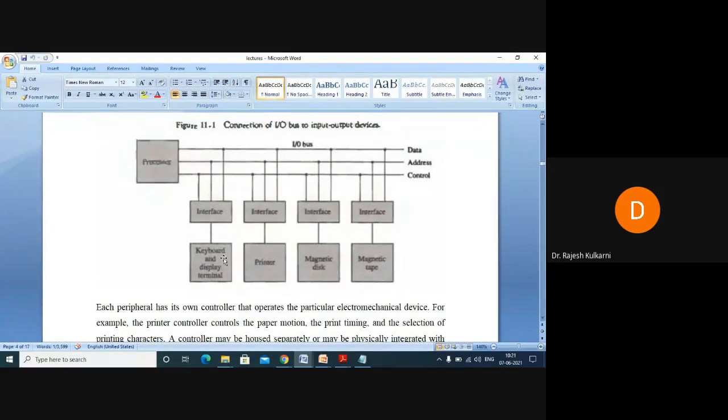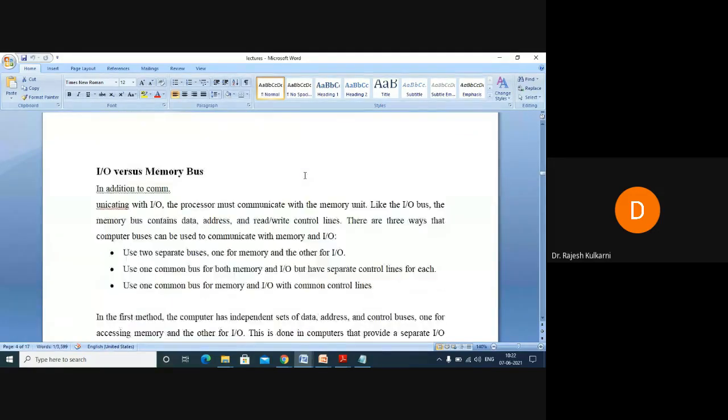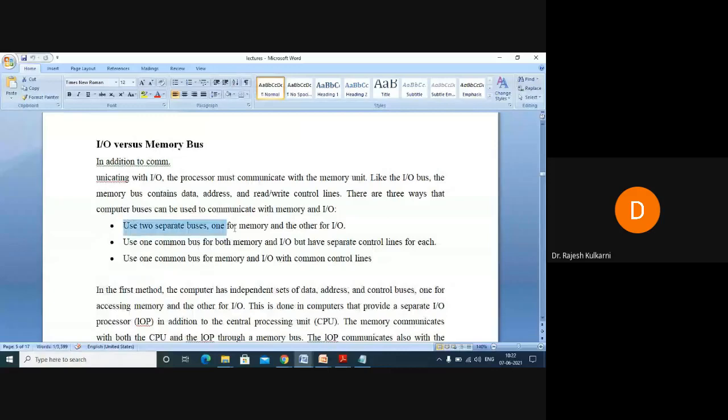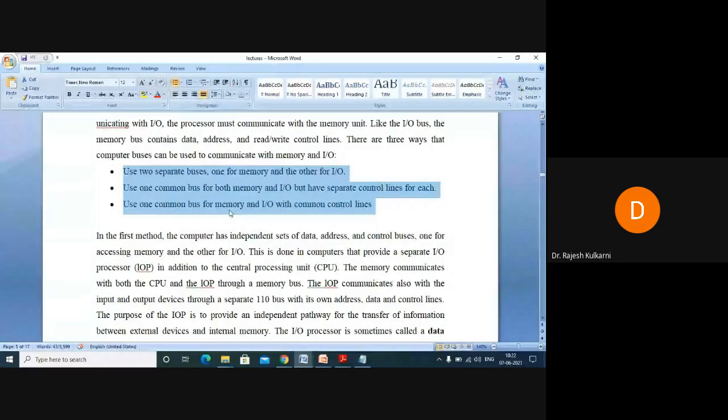Now the CPU talks with the external devices through the interface unit, but the CPU will also talk to the memory unit, and the memory unit will also talk to the external devices. So just as you have this IO bus, you also have something called a memory bus. We had mentioned that IO bus and memory bus can be shared or can be separate. These were the three options. In the first, the memory and the IO bus are different. In the second, the memory and IO bus are the same, but control lines are separate. In the third, the bus is the same as well as the control lines are the same.